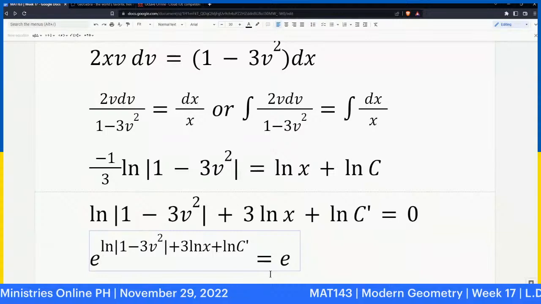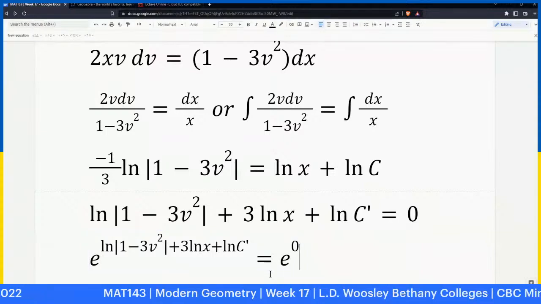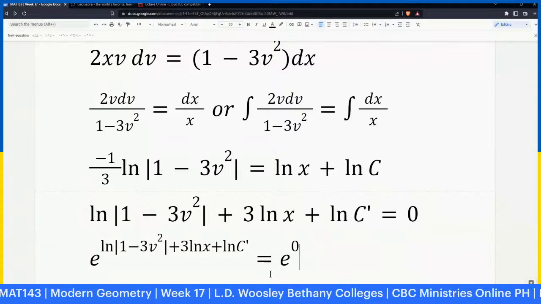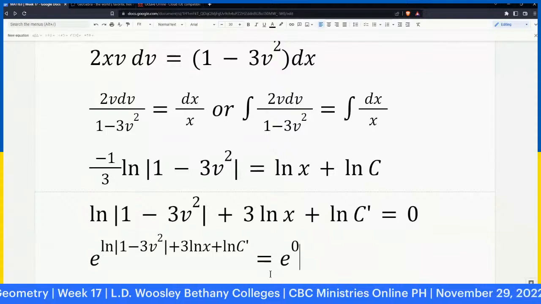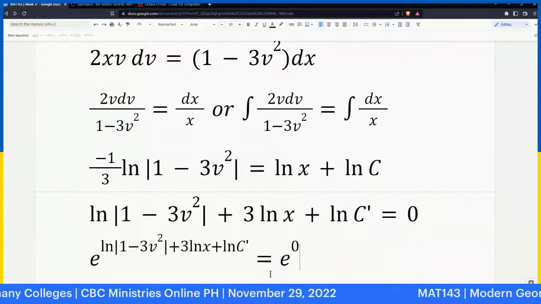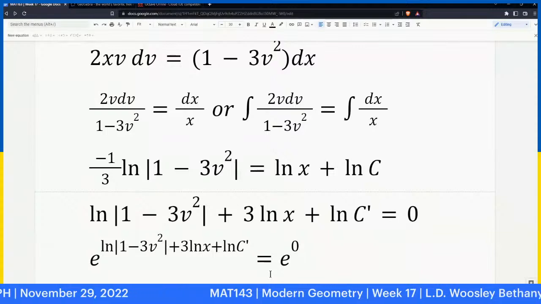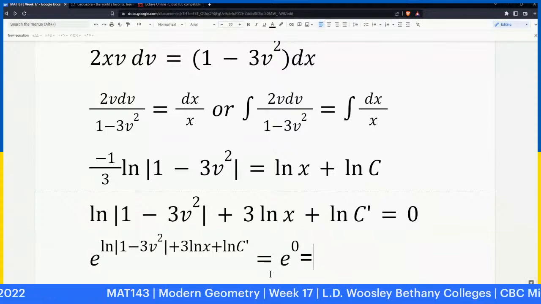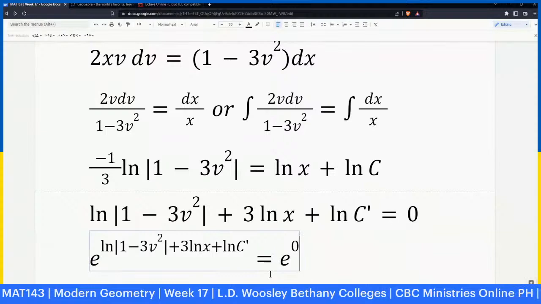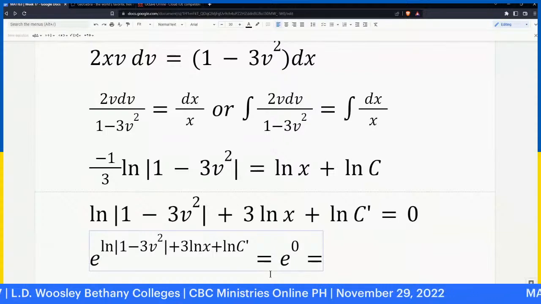What's E raised to 0? Kayla, what's E raised to 0? It's 1.